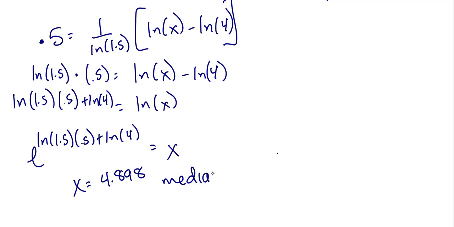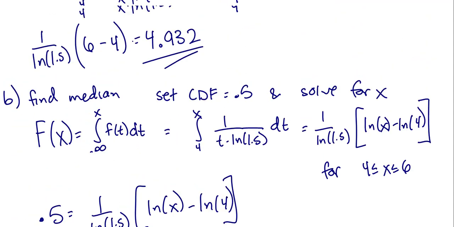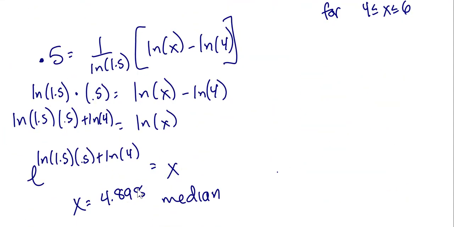So in this case, our expected value was 4.93 and our median was 4.89. So the median and expected value were actually very close. That's not always the case. This probably means that our distribution was fairly symmetric. It looked about the same on both sides.